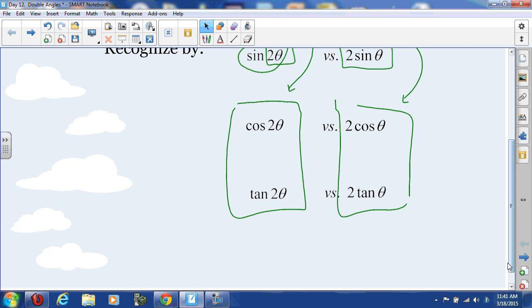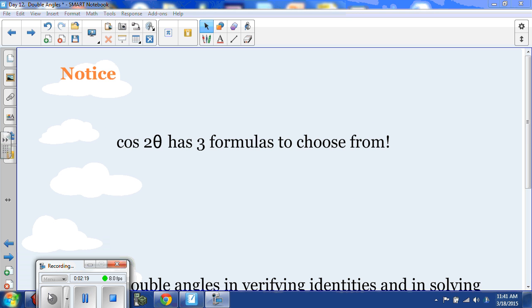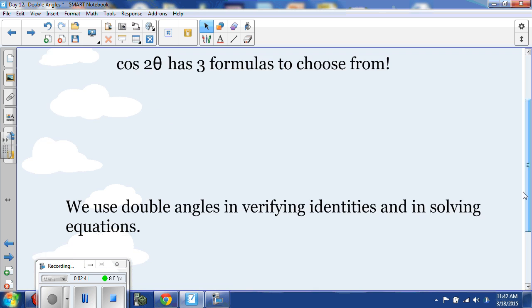So that's the first thing. Go to your formula sheet, please. And you're going to see the functions of the double angle, top right hand side. Look at cosine. How many choices do you have for cosine of the double angle? 3. Generally on your Regents, that's what they're going to give you, something involving cosine of the double angle, because they want to see if you can figure out what to do with it.